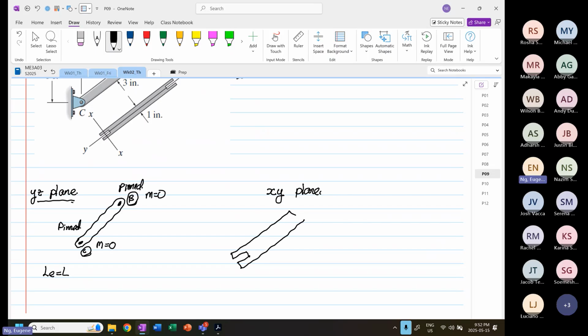Okay, I'm drawing the structure. So we have the pin going through. We have the other part that is fixed onto here. And then we have another part that's fixed over here. And then we have a pin going through, another pin going through.